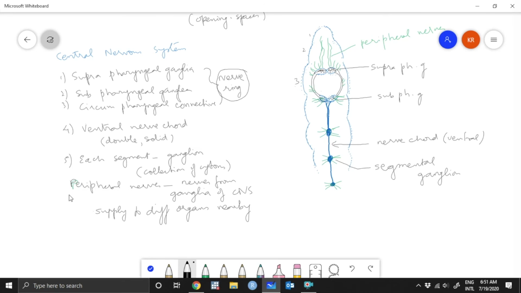So in earthworm there is actually central nervous system, peripheral nervous system, also there is sympathetic nervous system, which are autonomic fibers, and they are associated with this. So earthworm is quite a well developed nervous system.